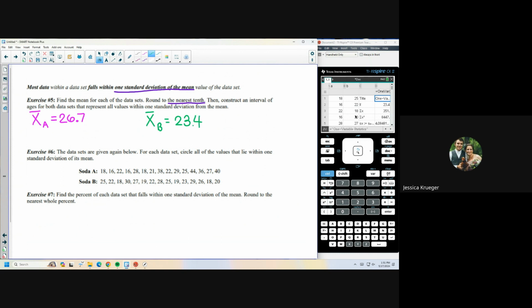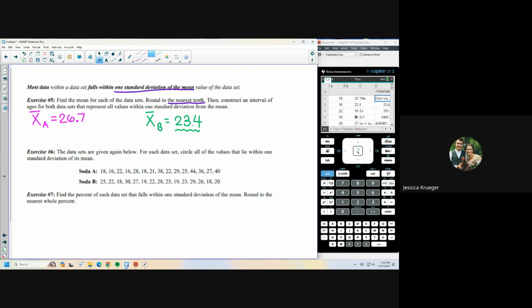Okay, now that doesn't tell me anything about the variability in the ages. The mean just tells me that on average, the average consumer of soda B is younger than the average consumer of soda A, but it doesn't give me information about the idea that there's a broader range of people that enjoy A. Okay. So it says here, construct an interval of ages for both data sets that represent all values within one standard deviation from the mean.